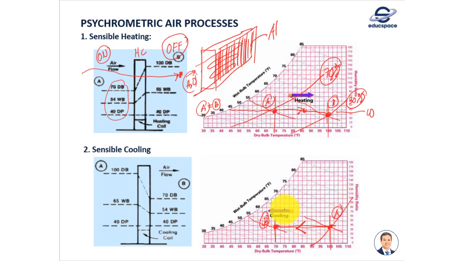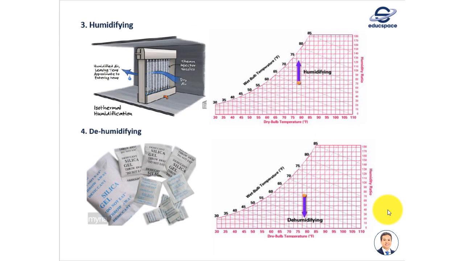So baliktad naman pagka meron tayong cooling. So that is from A to B. Again, representation natin dito is 30% as an example, and then dito 70%. So pag cooling, as you notice, the relative humidity is increasing. Alright, so next is humidifying and dehumidifying.